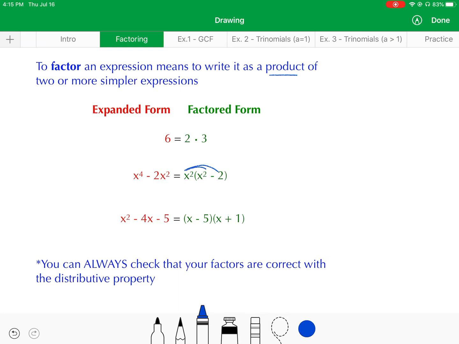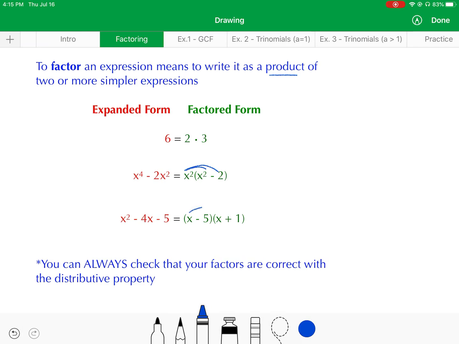The last example is a quadratic trinomial expression, x squared minus 4x minus 5. Notice it factors to two linear binomials, x minus 5 times x plus 1. Each binomial is considered a factor of the trinomial. And once again, you can check this with the distributive property, or foiling in the case of multiplying two binomials together.